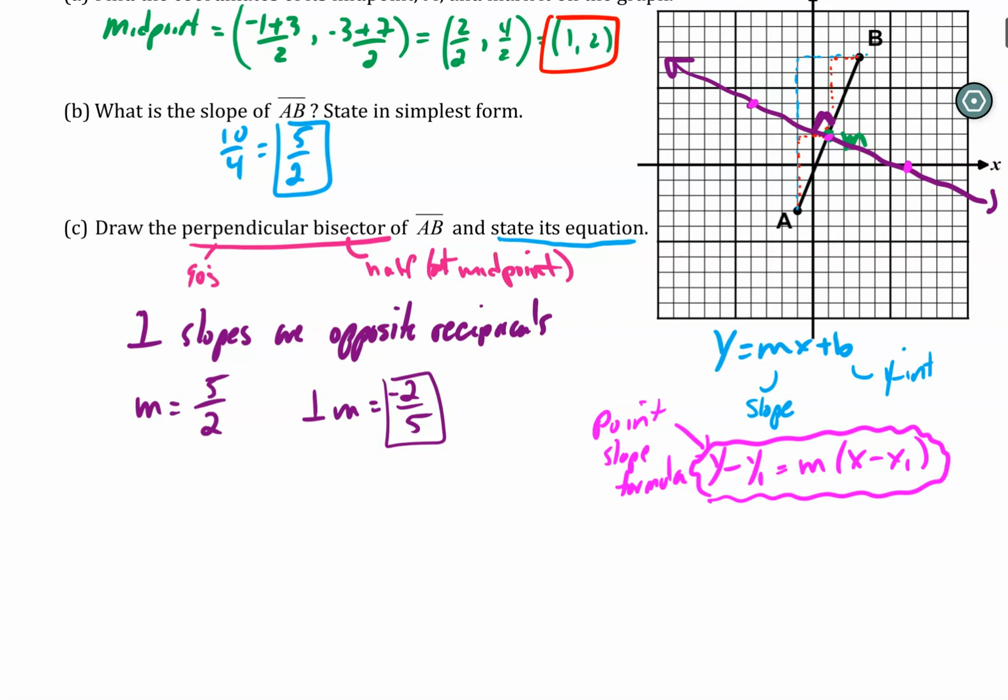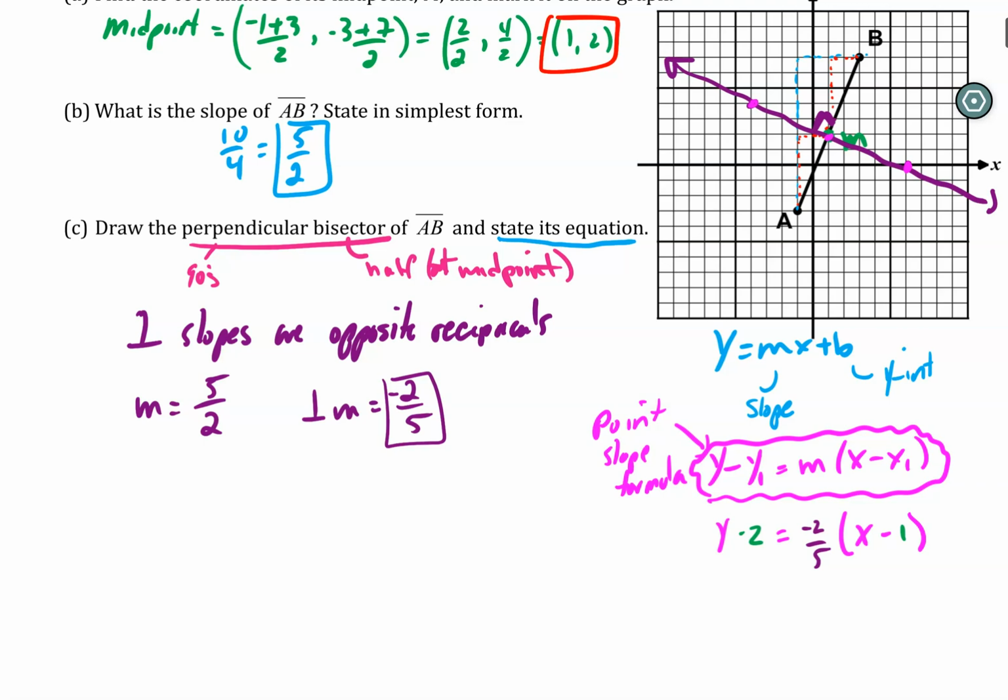So we're going to have y minus 2 is equal to the slope, which we already have here. So that's negative 2 over 5, times x minus x1, which I'll go back up to my midpoint and use the 1. And this is the equation of our line.